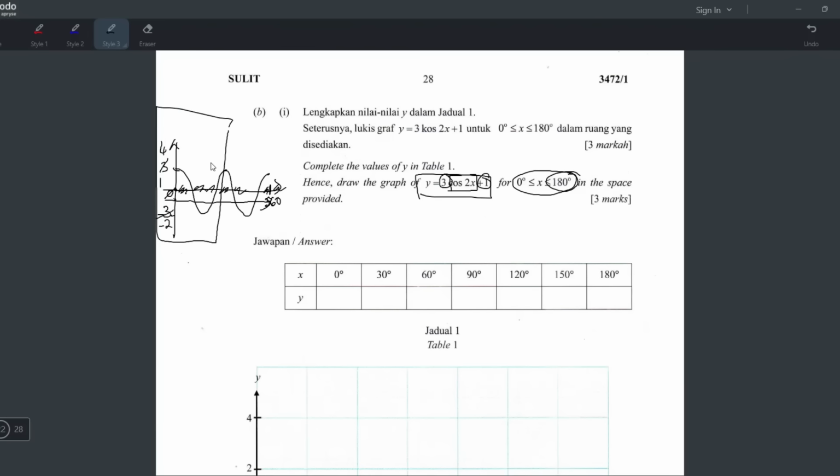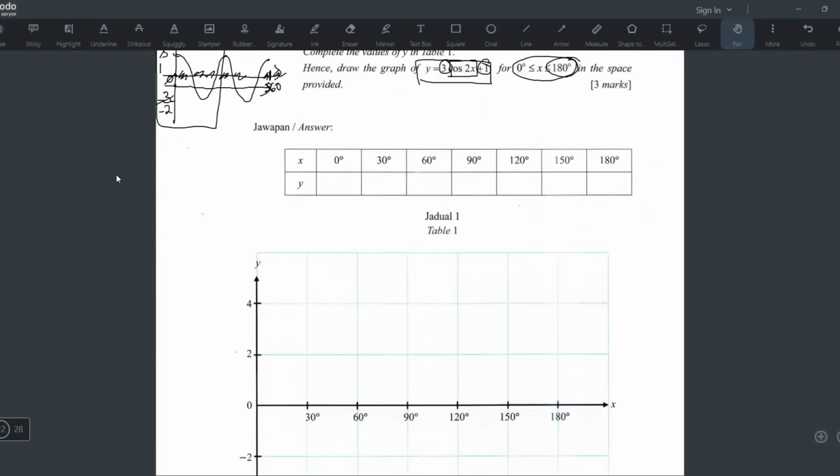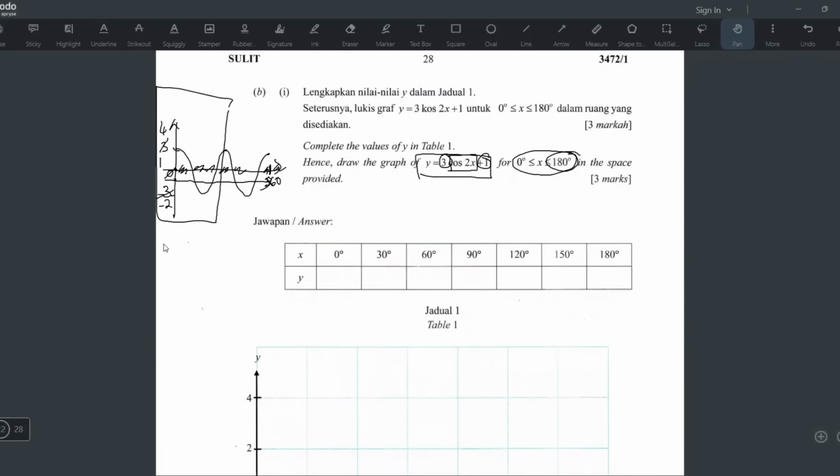But of course this is just the rough version. You will not submit this one, right? You will draw the real one later here. So now we will find out the coordinates to get the exact places, and then we draw the shape according to this.